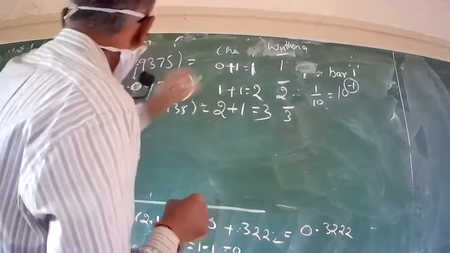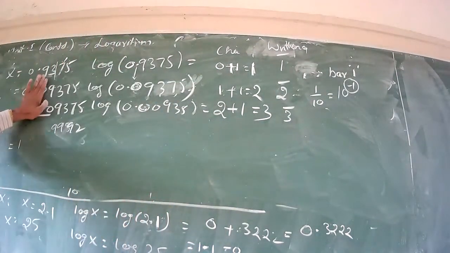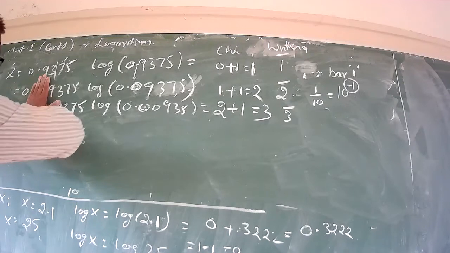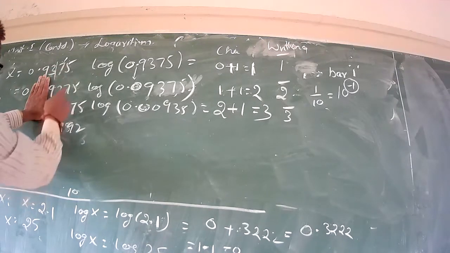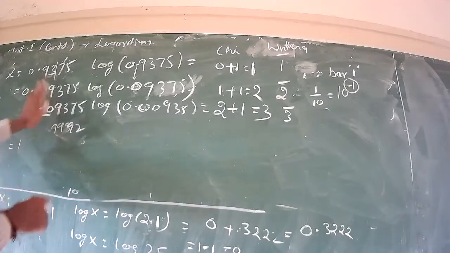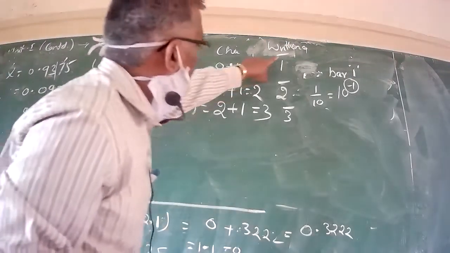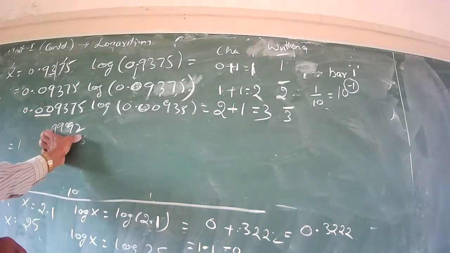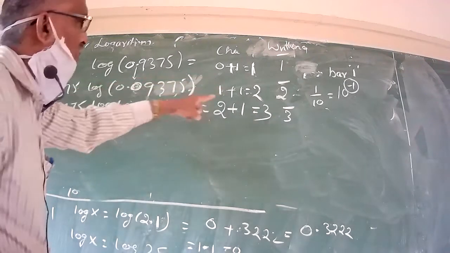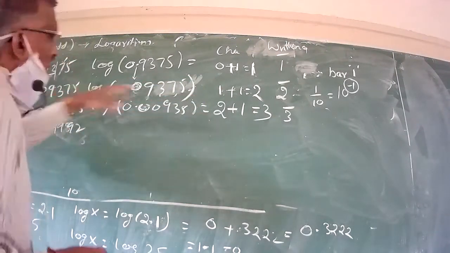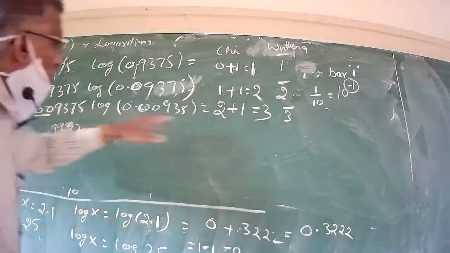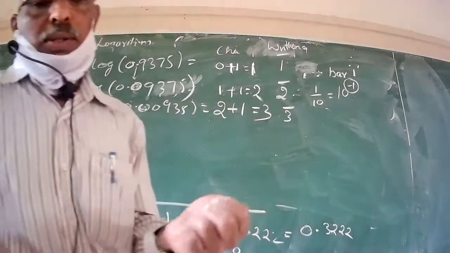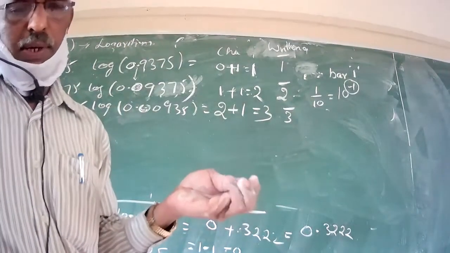For the other numbers too, forget the zeros and consider this number, so the Mantissa part is the same. Only the difference is the characteristic part: bar 1, bar 2, bar 3. Here the Mantissa part is the same. So the given numbers give bar 1.9992, bar 2.9992, and bar 3.9992. This is the procedure to find the characteristic part and Mantissa part.